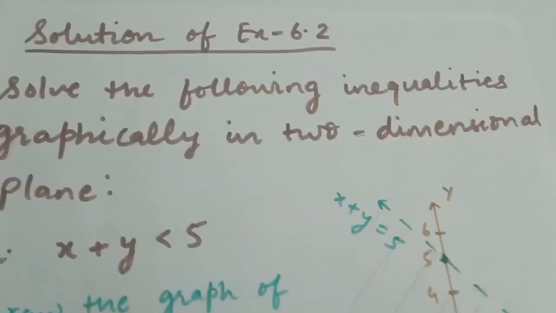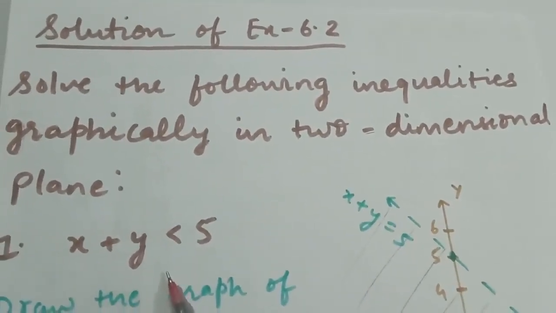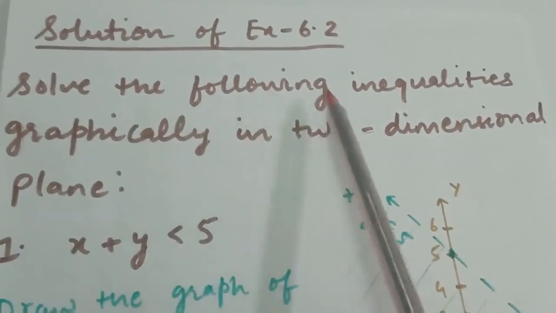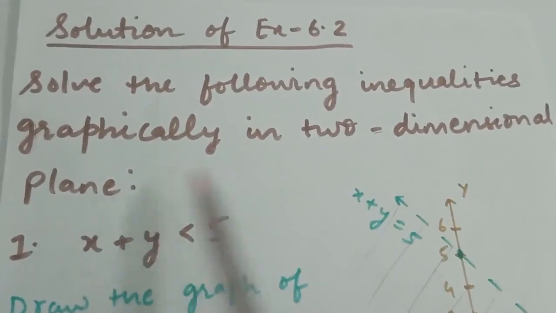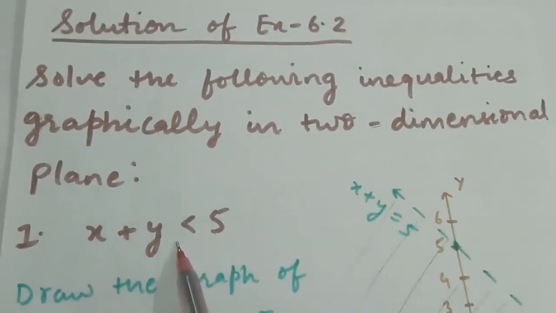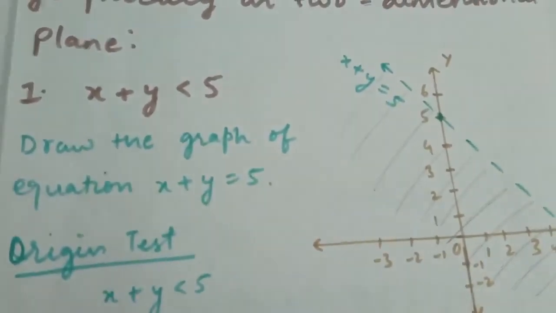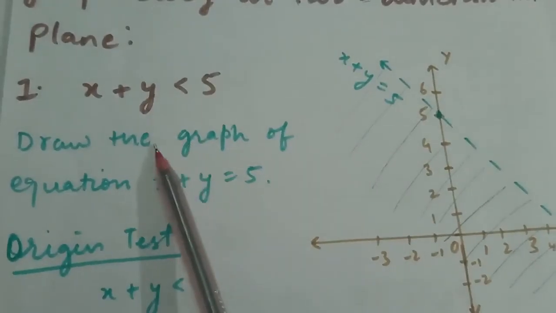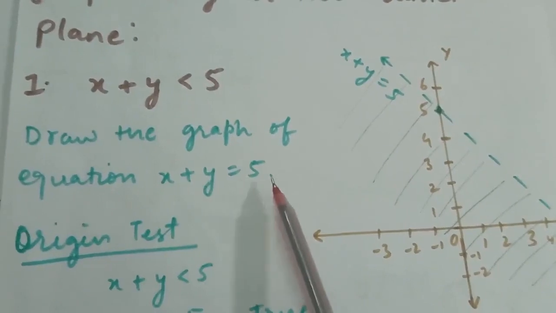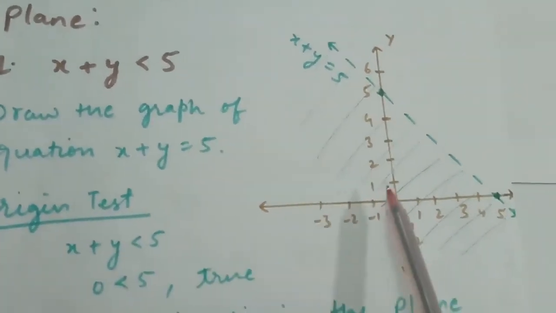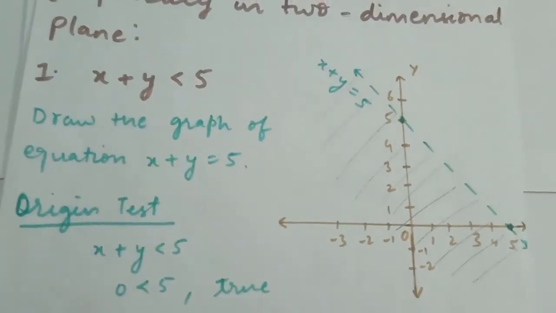Okay. Now we will discuss the solution of exercise 6.2, the homework I gave you in the previous lecture. Solve the following inequalities graphically in a two-dimensional plane. So the first inequality is x plus y less than 5. So first of all we will draw the graph of the equation x plus y equal to 5. Also you can see equality is not here in the question.